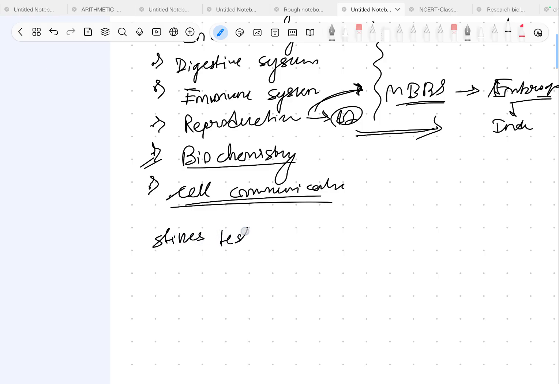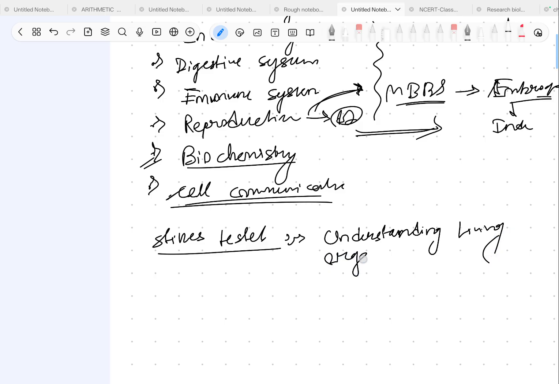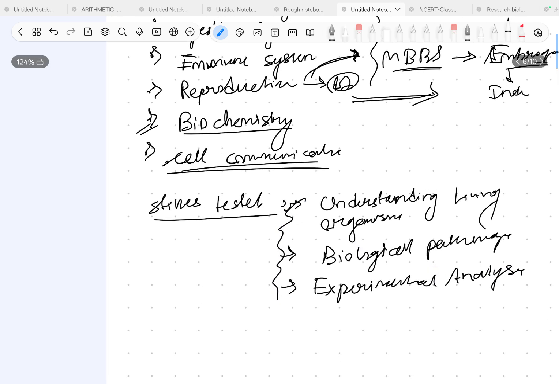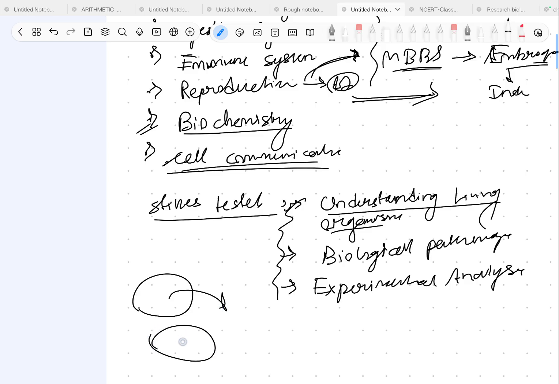This tests certain skills. The skills tested are understanding living organisms, biological pathways, and experimental analysis. Understanding living organisms means how a living organism does locomotion, and how it does motion when it is not moving, only moving at a certain axis.